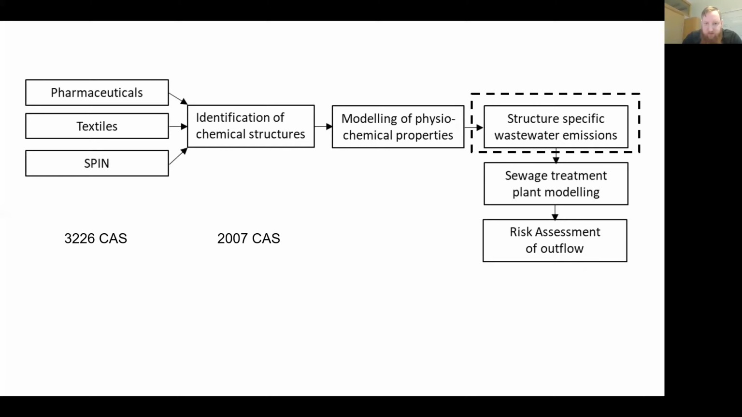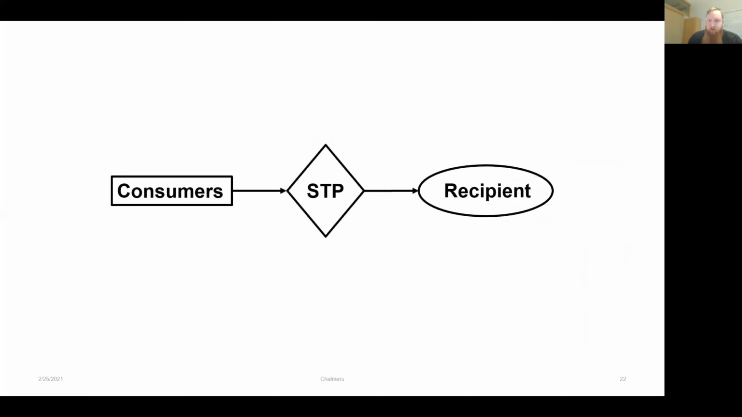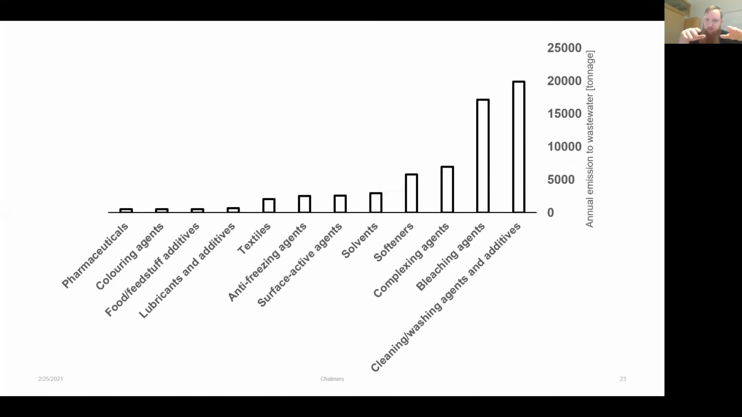So now we're done with the structure-specific wastewater emissions, and we're going to move into the sewage treatment plant modeling. We're now at the interface between the consumers and the sewage treatment plants, and we're pushing each and every one of these 2007 chemicals through this modeling step, and we look at what comes into the sewage treatment plant, but split into the different use categories. Now, what you have on your y-axis here is the annual emission to wastewater in Sweden, aggregated for the different uses that you see on the x-axis.